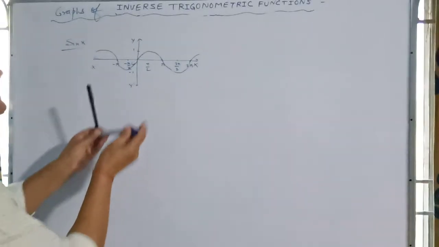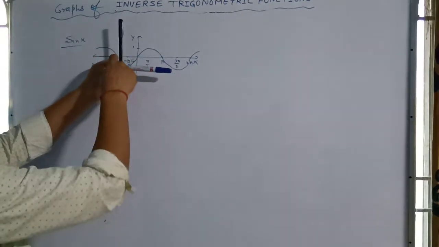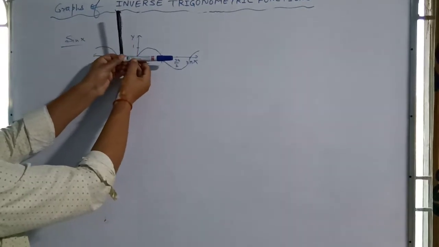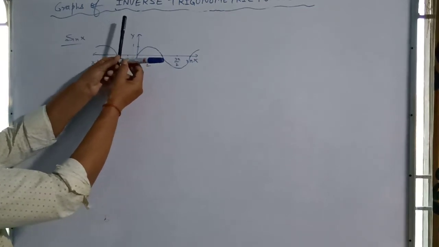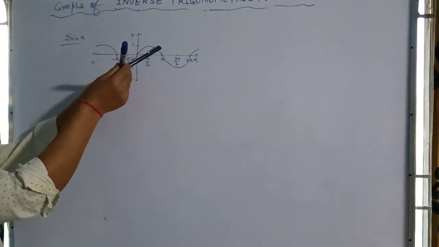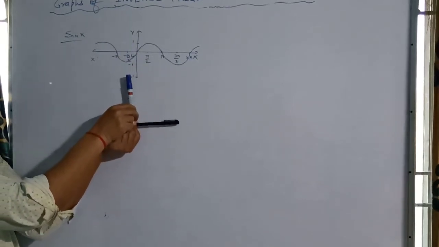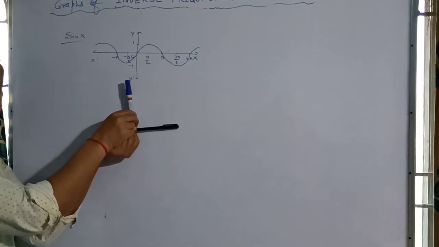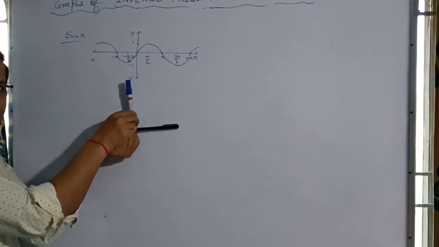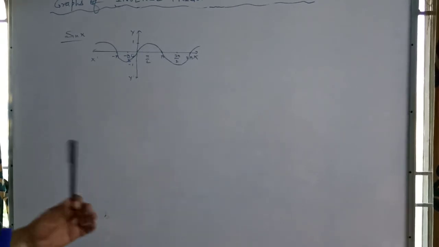Actually, this is the x-axis and this is the y-axis. We are supposed to change the axes. It means now the positive x-axis falls on the positive y-axis and the positive y-axis falls on the positive x-axis, and the new graph obtained by doing that gives the graph of sine inverse, and we can apply this for all the trigonometric functions.